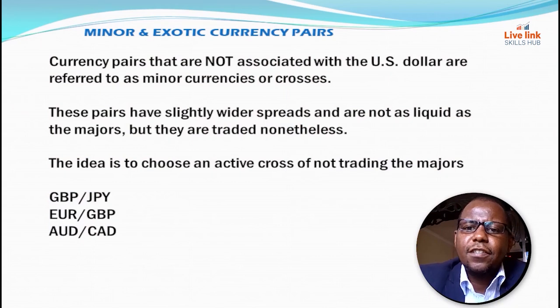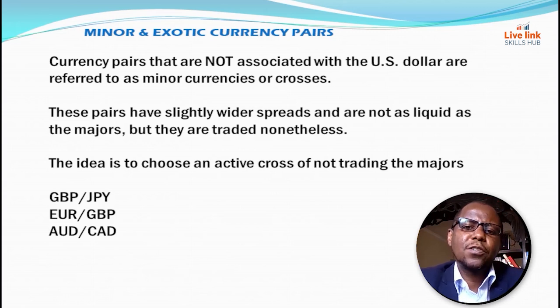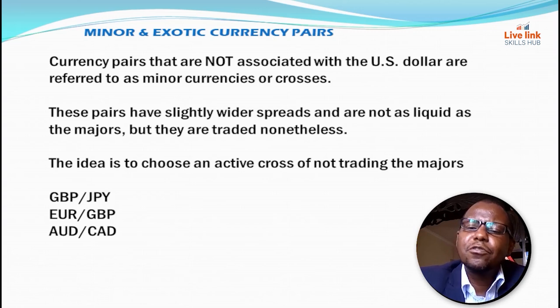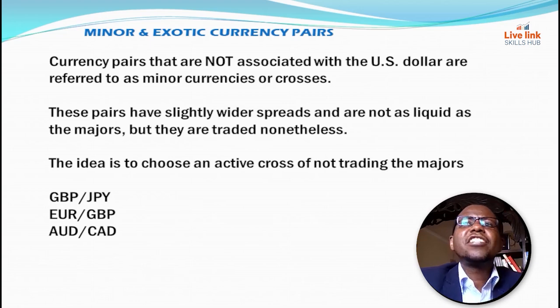The ones that we have shown you there are like the GBP versus the JPY. This is the sterling pound versus the Japanese yen. There's no US dollar in that pair, but it's a heavily traded pair. There's the euro versus the sterling pound. You remember that when Brexit happened, Britain no longer depended on the euro currency.